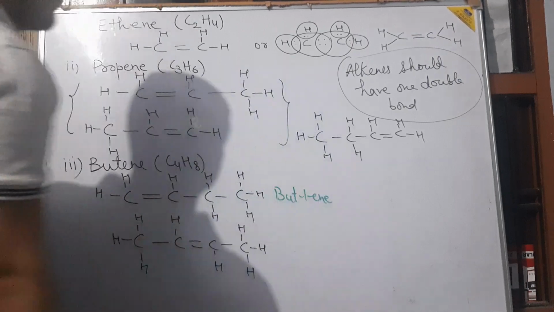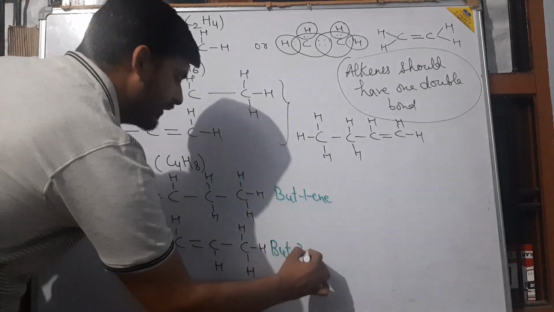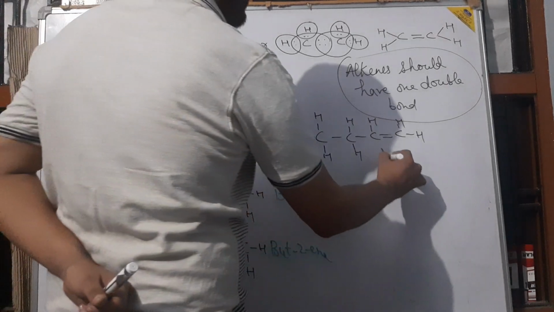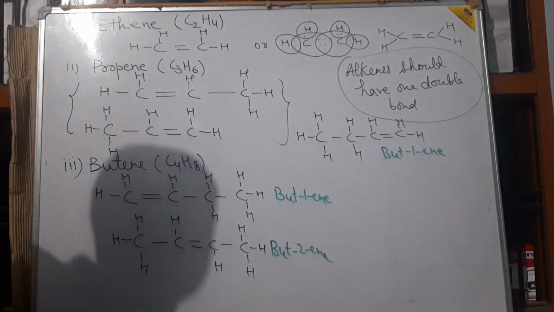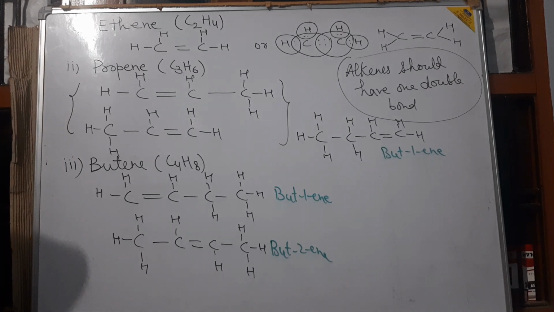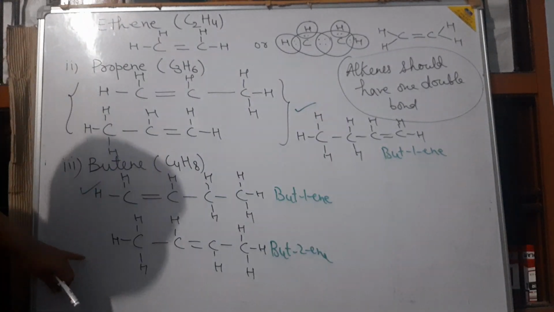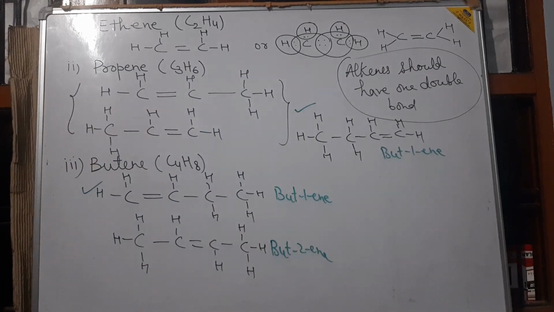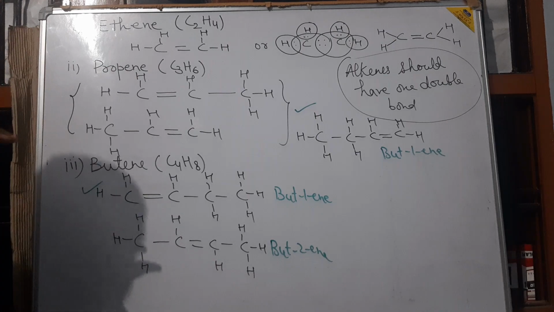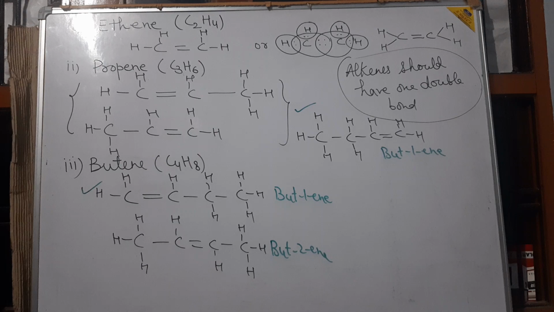That means your double bond is present at the first carbon. In the second we are having 2-butene, and the third one is also 1-butene. So in class 10th you can make any one, but generally the first one and the third one are repeated in classes always. You have to make this one or this one, because the second one has the other name but the formula is the same.